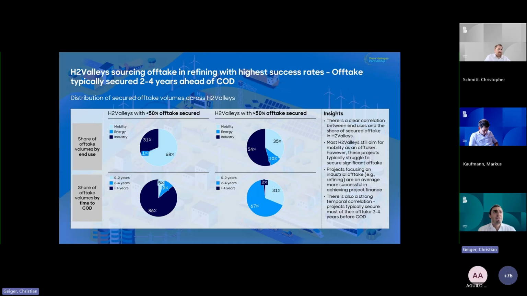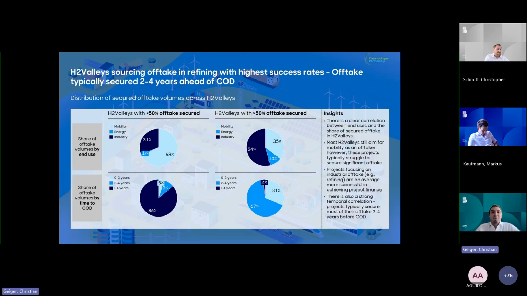First of all, looking at the end-use segments, we can see a sharp trend. Valleys with a large share of secured offtake are mostly catering to industrial use cases, followed by mobility and then energy use cases. So industry is really a strong end-use segment for valleys with large offtake secured, whereas valleys with less offtake secured are really mostly targeting mobility end-use segments.